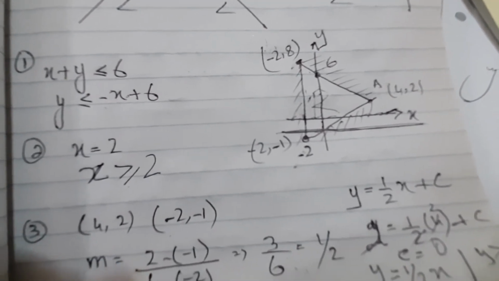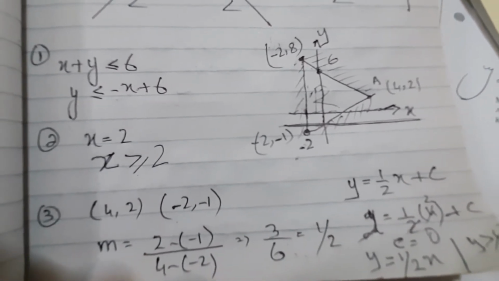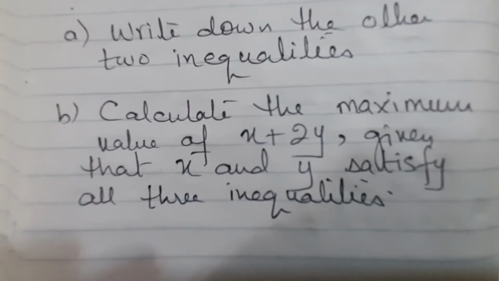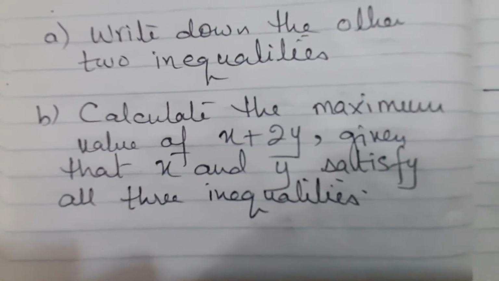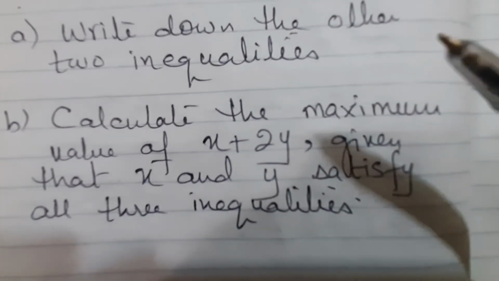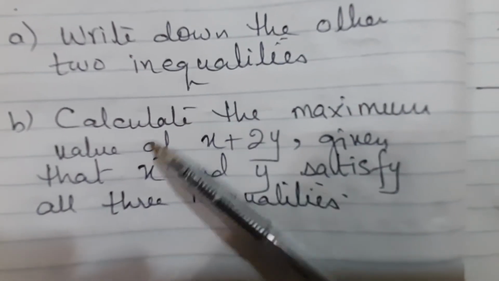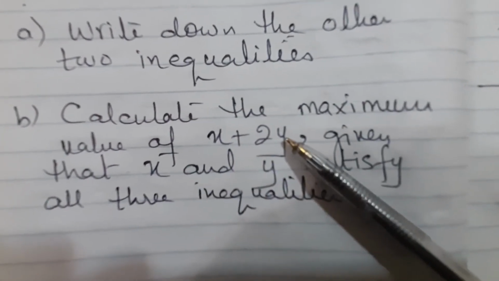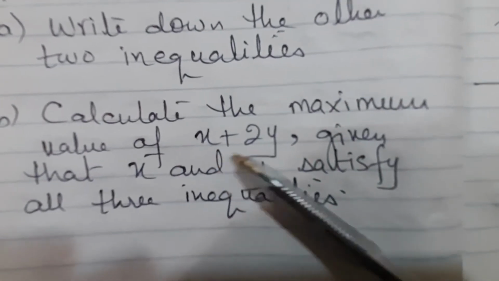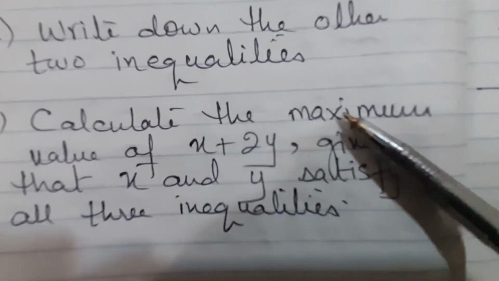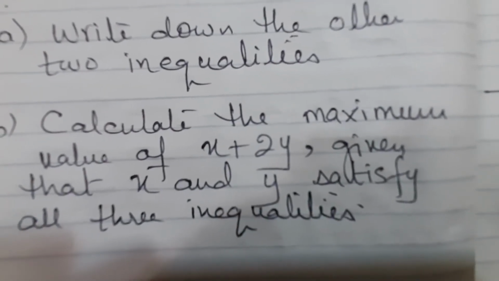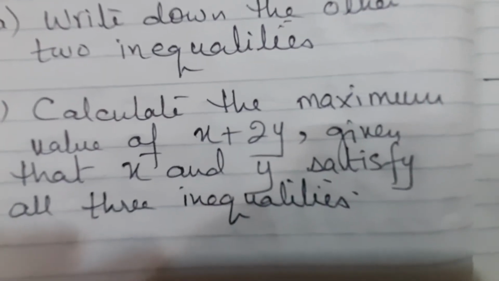Now let's see the last part, where students usually forget the concept. This part of the question is saying, in the region which was represented by R, find the maximum value for this expression. At times they say find the maximum value, and at times they say find the minimum value. Calculate the maximum value of this, given that x and y satisfy all three inequalities, meaning it is within that region.